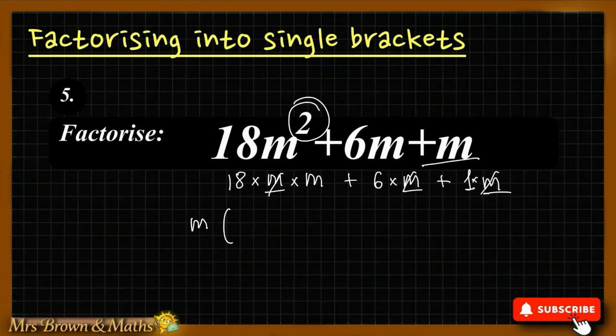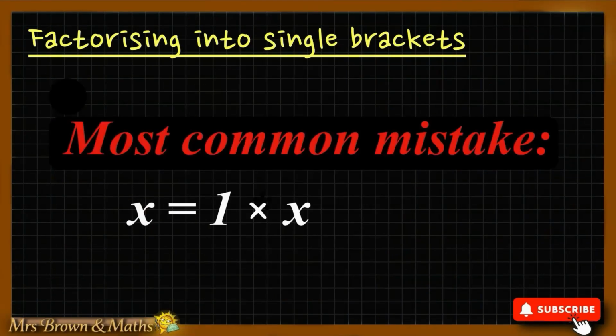This is a very common GCSE mistake. Students forget that a single variable has a hidden coefficient of 1. So m means 1m. Here's the main mistake. Students write 0 in the bracket when they should write 1. But a single variable is not 0 times the variable. It is 1 times the variable.